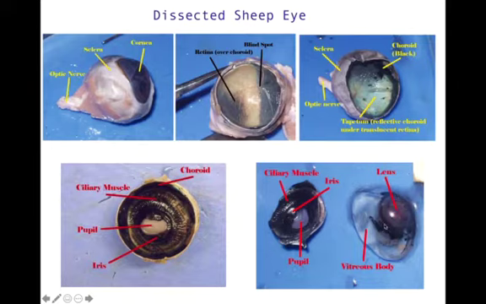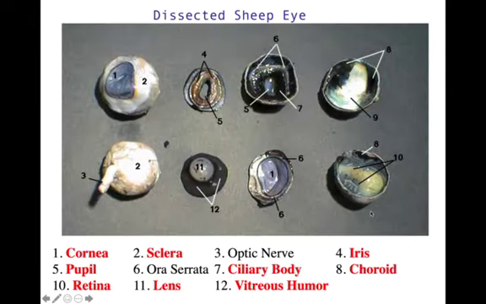Now, this is the lens. You see these black things coming off the lens? Well, what do you think these are? These used to attach to the ciliary body, which was over here. These little black things coming off the lens are the suspensory ligaments. Okay? All right.